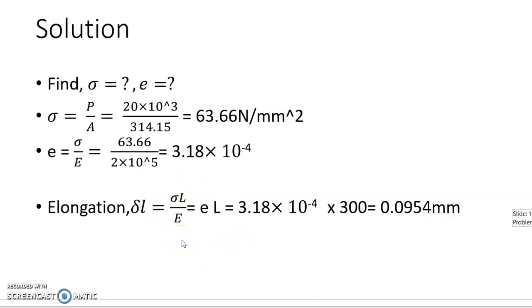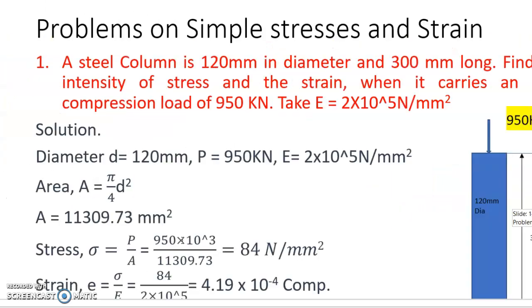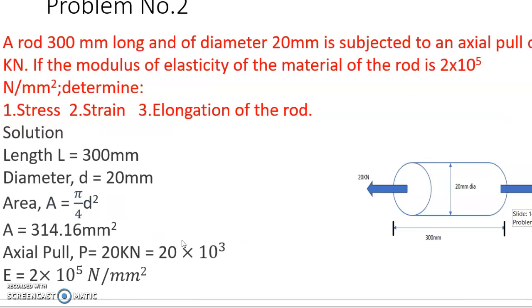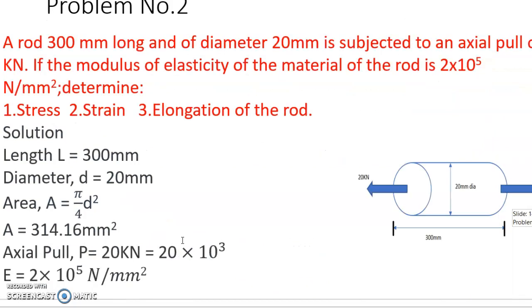And basically what is meant by strain? Change in dimension to the original dimension. Change in length to the original length. Tensile strain stands for increase in length to the original length. Compressive strain stands for decrease in length to the original length. So you must understand the theory part before solving these simple examples. Very simple example. Next time we will take problems on a different topic.